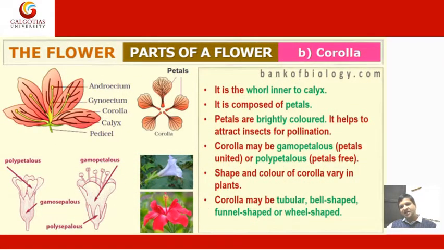Corolla, it is the whorl inner to calyx. It is composed of petals. Petals are brightly colored. It helps to attract insects for pollination. Corolla may be gamopetalous, petals united, or polypetalous, petals free. Shape and color of corolla vary in plants. Corolla may be tubular, bell-shaped, funnel-shaped, or wheel-shaped.